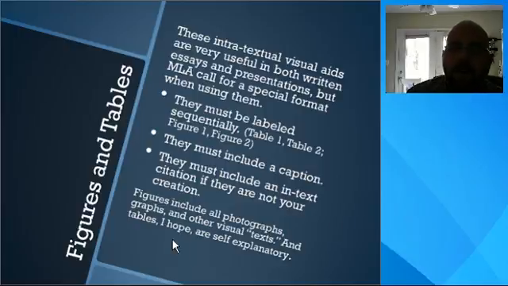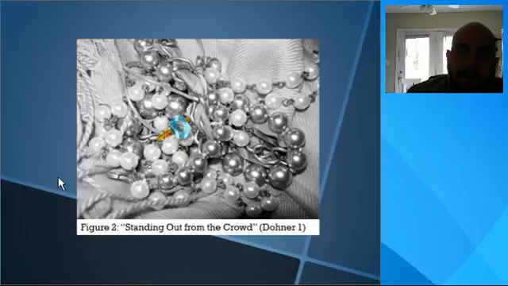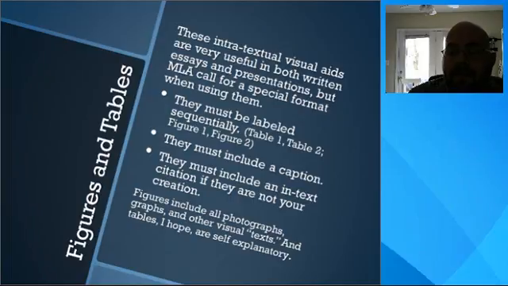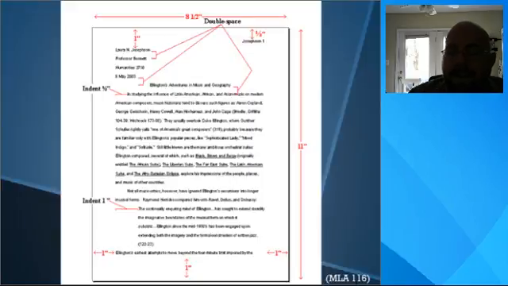So figures can include all photographs, graphs, and other visual aids, not just drawings and that sort of thing. So here's an example. We have a picture, okay? Figure 2. Why is this figure 2? Because this is figure 1. And this is not a very good example of MLA because I don't have a caption here, but I do have an in-text citation, MLA 116. All right.